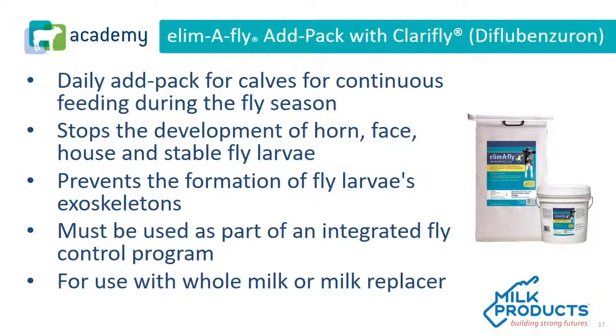Looking visually at how Elim-A-fly works, Elim-A-fly is fed to the calf, it's excreted in the manure, the fly lays its eggs in the manure, the fly eggs hatch. However, with the diflubenzuron or the active ingredient present, the chitin is not placed in the exoskeleton, and the fly dies at this stage of development and never emerges as an adult.